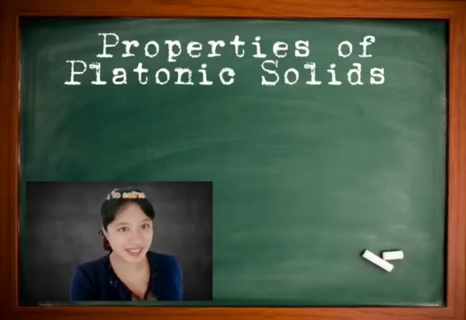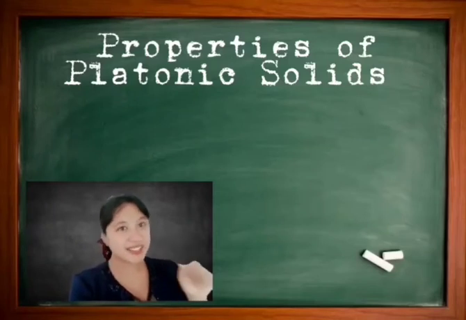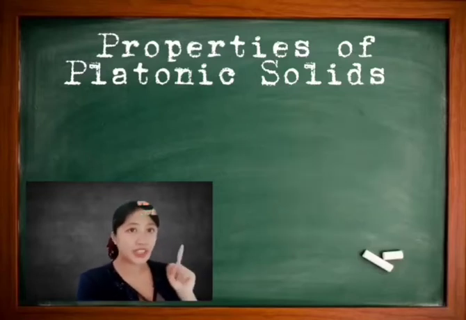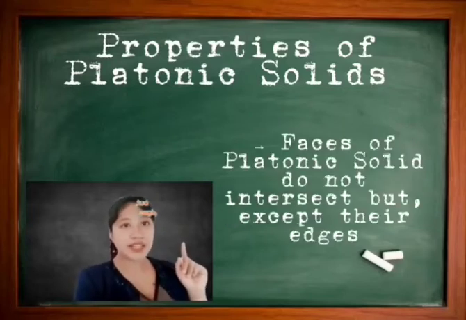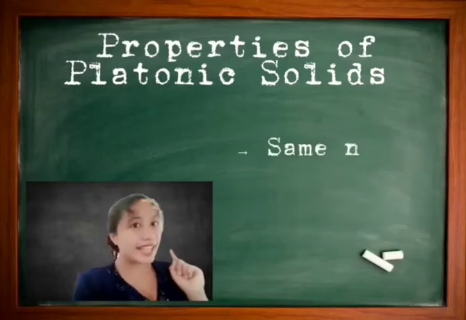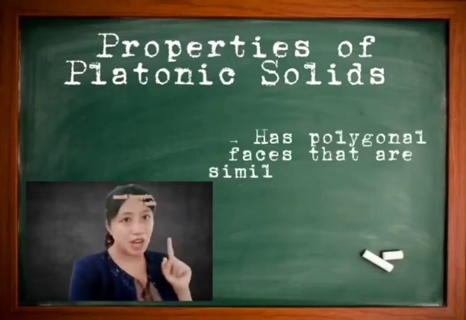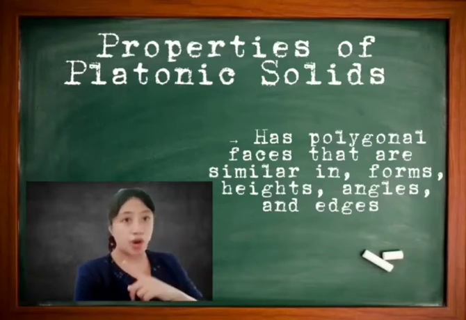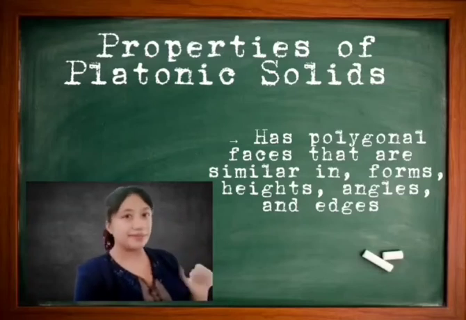Properties of Platonic solids. These are the things we need to know about Platonic solids. First, all the faces are regular and congruent. Platonic solids are convex polyhedrons. The faces of a Platonic solid do not intersect except at their edges. The same number of faces meet at each vertex. Platonic solids have polygonal faces that are similar in forms, heights, angles, and edges.